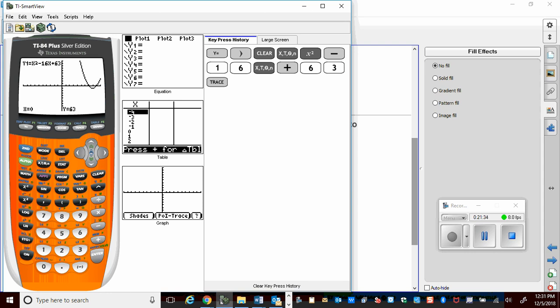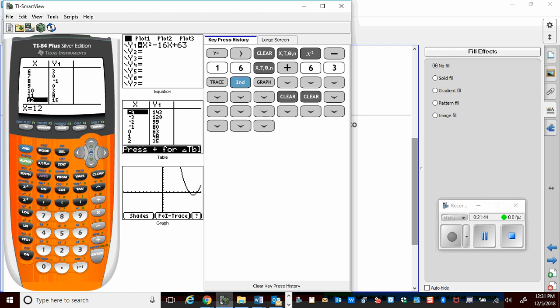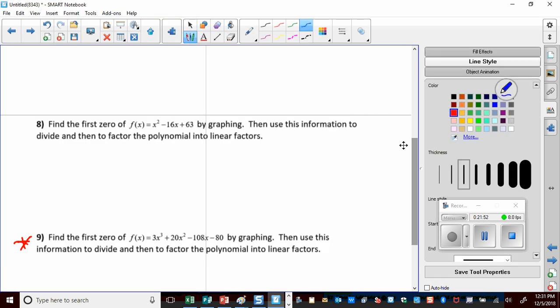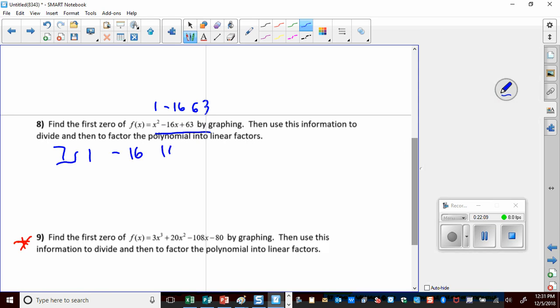And it looks like I have positive zeros. So second table, I'm going to go down, find those positive zeros. The first one that I see is 7, and actually 9 is a 0, but I'll keep that in mind. The first 0 that I see is 7. So I'm going to divide a 7 out of this polynomial, and I have 1, negative 16, and 63. So I'm going to do it right now.